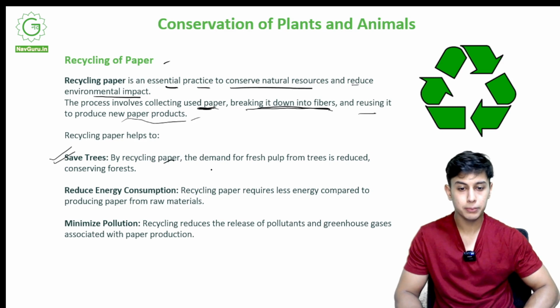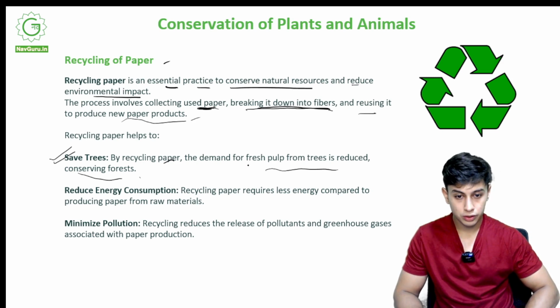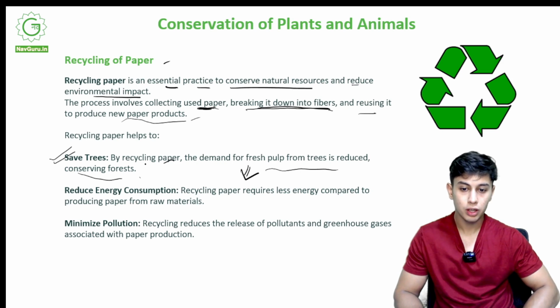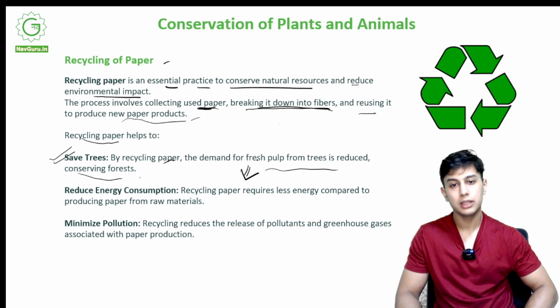By recycling paper, the demand for fresh pulp from trees is reduced, conserving forests. So it is made from trees, from the pulp obtained from trees. If we want to reduce that, to lower it down, we recycle paper. I do not want more and more trees to be cut to have a harmful impact on the environment. So I recycle the paper.